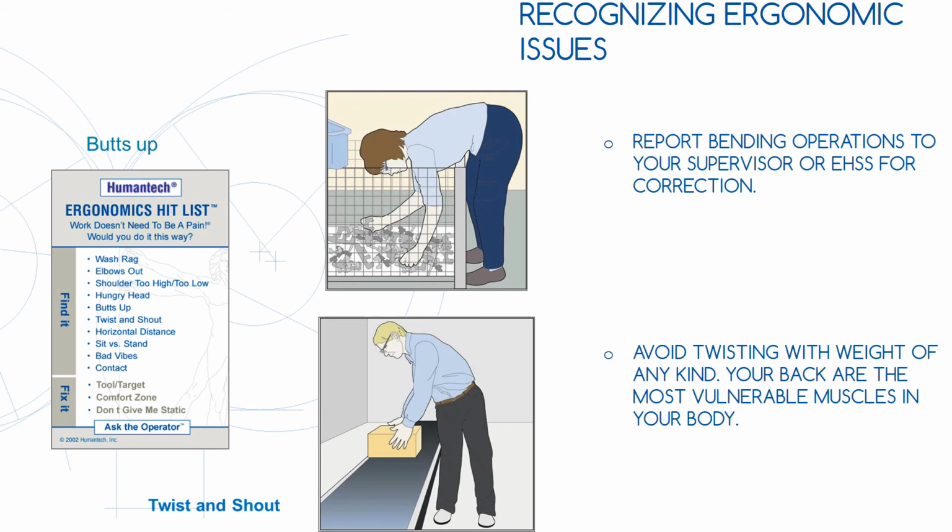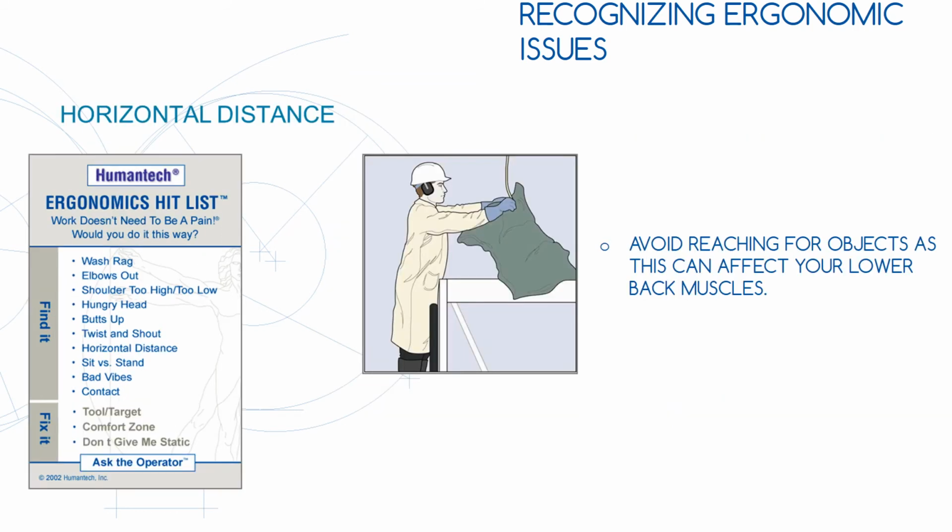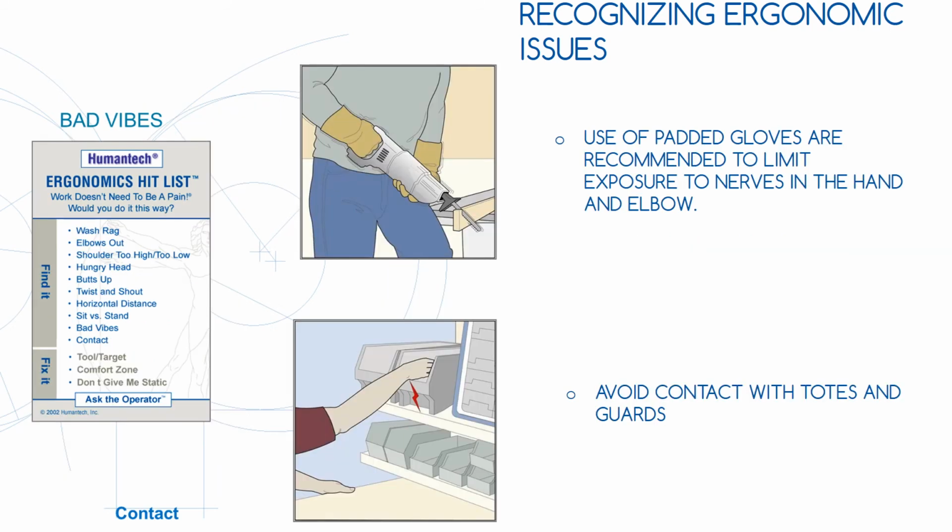Twist and shout. Avoid twisting with weight of any kind. Your back are the most vulnerable muscles in your body. Horizontal distance. Avoid reaching for objects as this can affect your lower back muscles. Bad vibes. Use of padded gloves are recommended to limit exposure to nerves in the hand or elbow. Contact. Avoid contact with totes and guards.